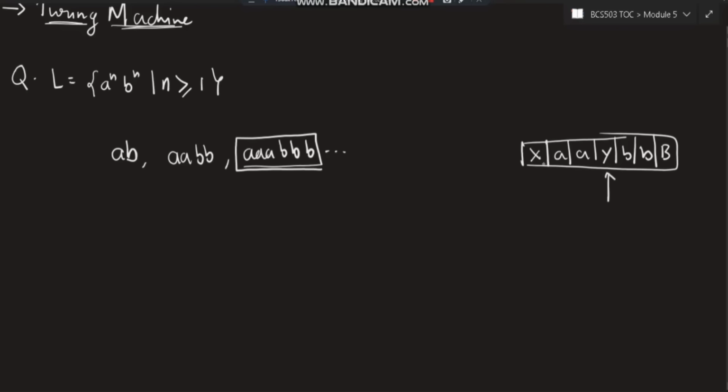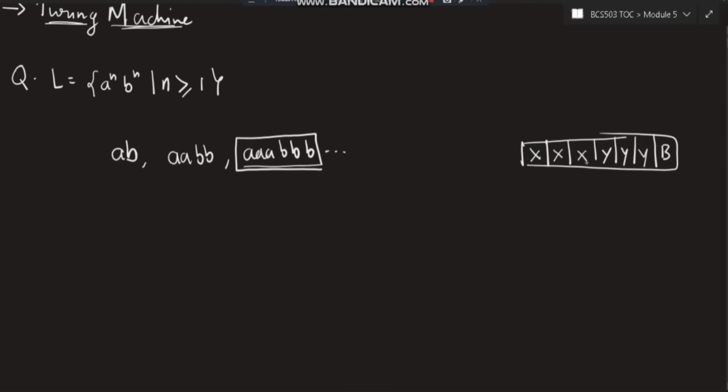Now, I found a b for a corresponding a, then again I'll go back and see if there are any more a's or not. So I found another a here. What I'll do, I'll just simply rub this, make it x, and I'll move forward, find a corresponding b here, that I'll make it y, and then I will come back again. This a is here, I'll make it x, and here a b is there, I'll make it y.